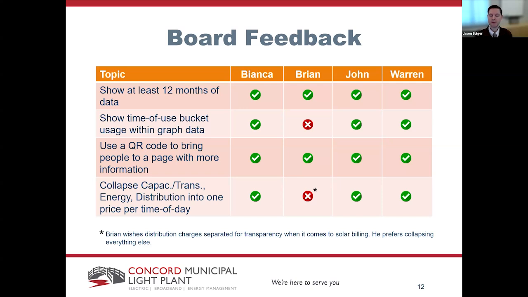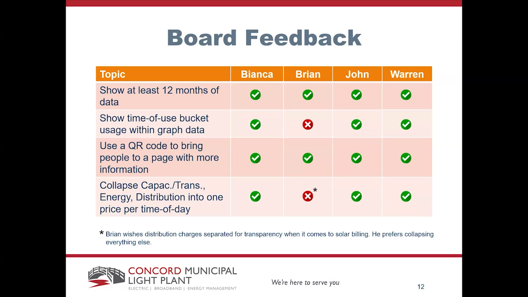In terms of showing the time of use bucket on that graph, I think three of the board members preferred seeing the time of use buckets within the graph bars. Brian preferred the bill that did not have it broken out, for simplicity's sake, just looking at the overall usage. He preferred to see the solar generation portion of your electricity shaded a different color in the same bar graph, so you can see your total usage and which part you got from CMLP and which part you generated from your own solar. Is that correct, Brian?